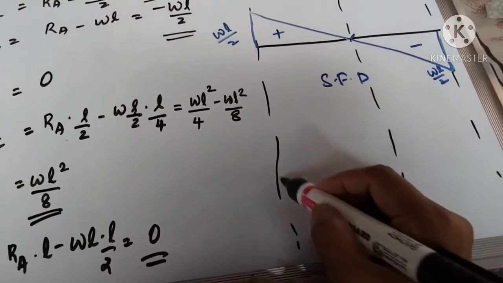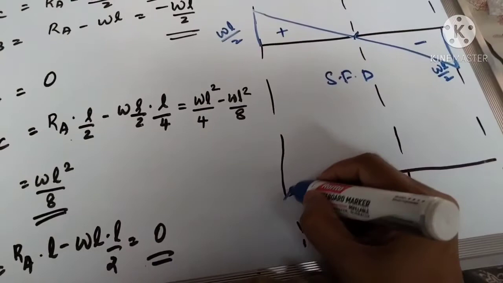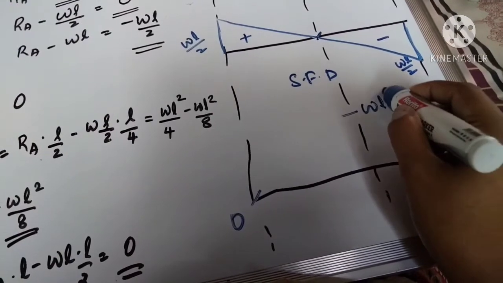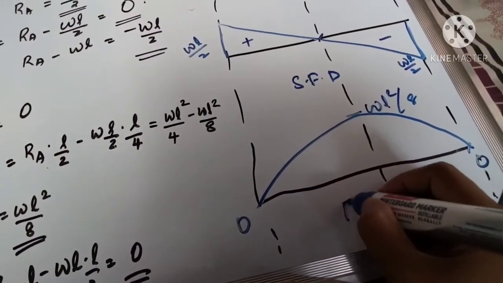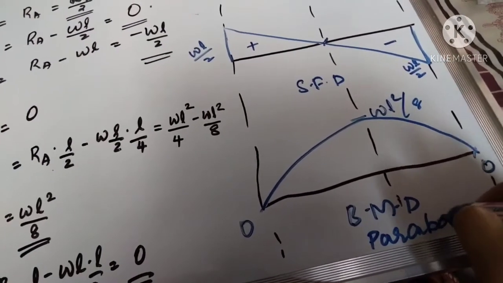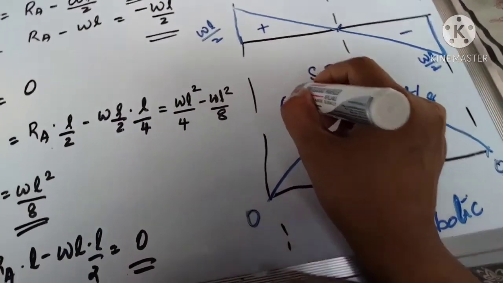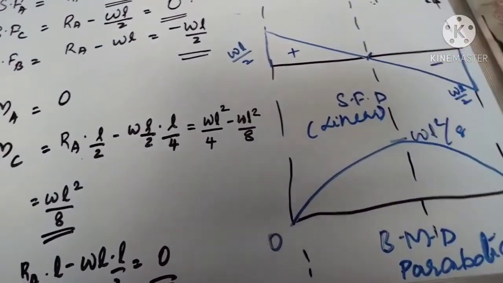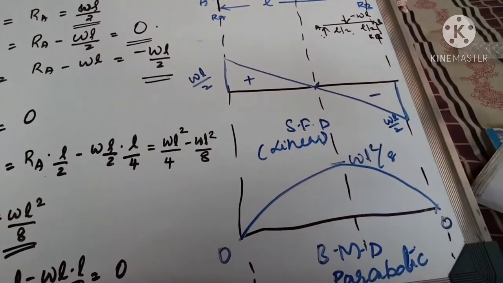When you are drawing the bending moment diagram, here it is 0, here it is 0, here it is WL square by 8. So it will be a parabola. The bending moment diagram will be a parabolic variation for UDL, and the shear force diagram will be a linear variation. For UDL, SFD will be linear, but the bending moment diagram will be a parabola with a maximum value of WL square by 8.